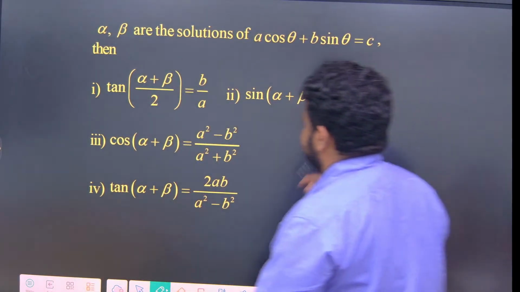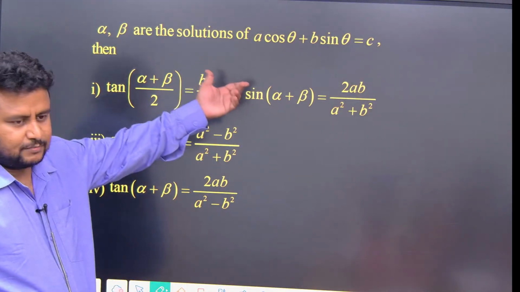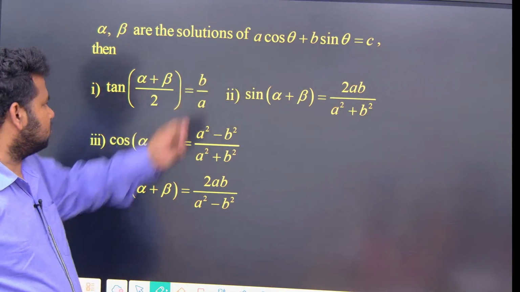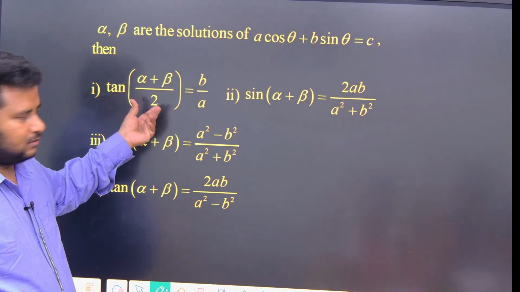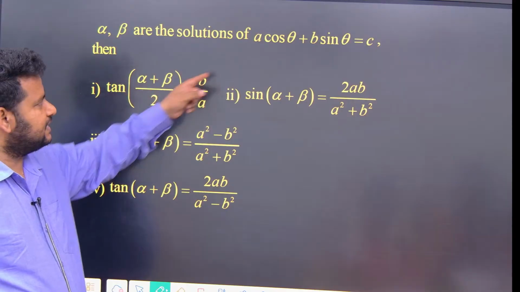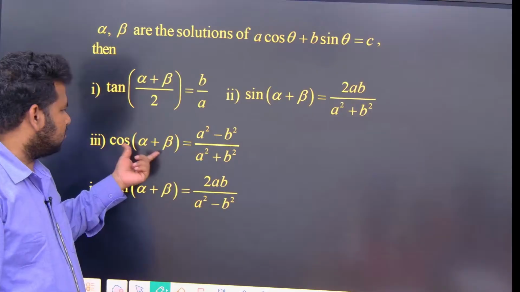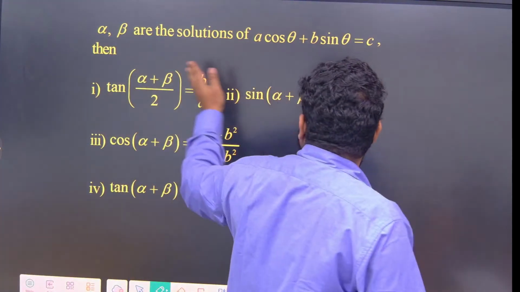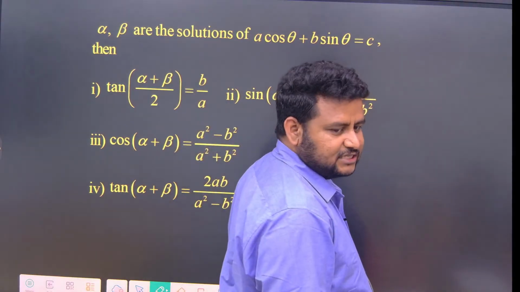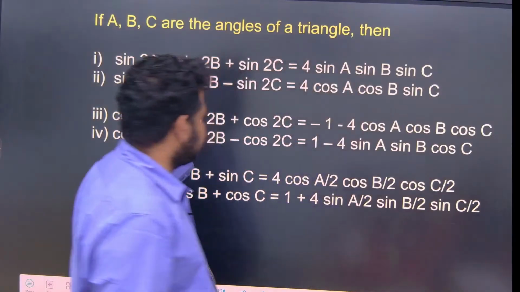This one is important. See, if alpha and beta are the solutions of some trigonometric equation, a cos theta plus b sin theta is equal to c, then tan of alpha plus beta, same as the previous one. Okay, instead of x plus y, we are having alpha plus beta here. It is b by a, sin of this is 2ab by a square plus b square, cos is a square minus b square by a square plus b square. Already you have written. Even if they give that alpha and beta are solutions, you can write it this way only. Okay, next. These results you must remember.